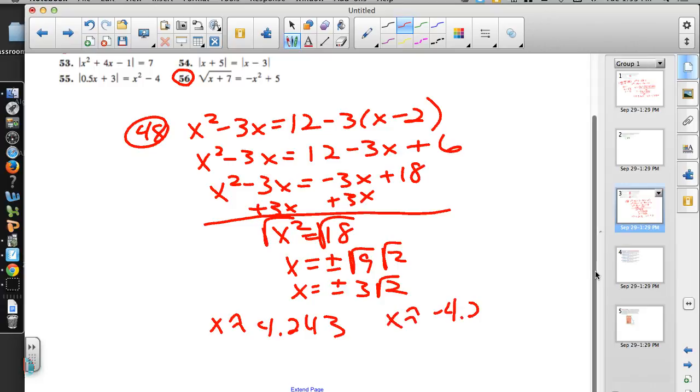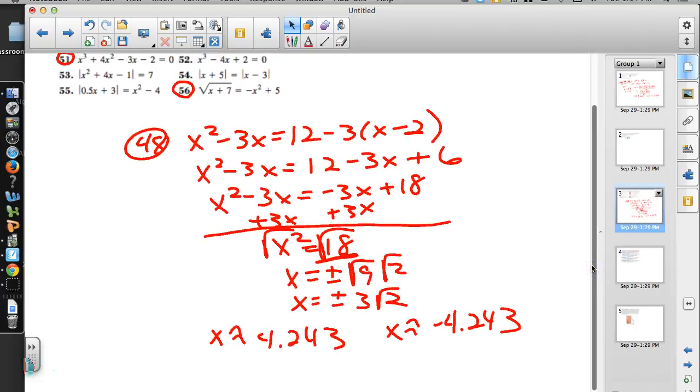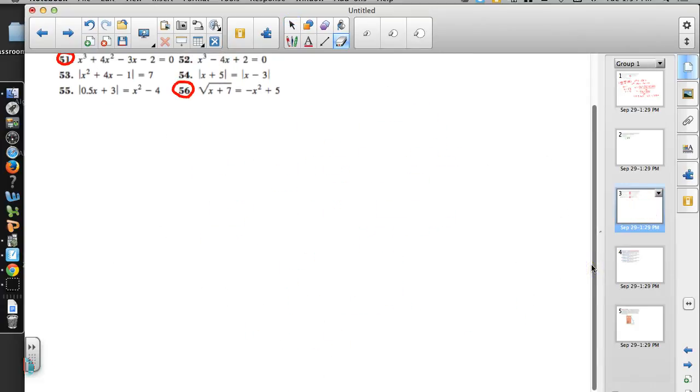But if we went ahead and punched that into the calculator, x will be approximately 4.243, and x will be approximately negative 4.243, because it's a positive and negative. And as far as punching it in goes, probably easier to just punch in the square root of 18. You won't have to do the multiplication piece for the 3 square roots of 2 that you need there. And you'll get your answer a little faster on your calculator.